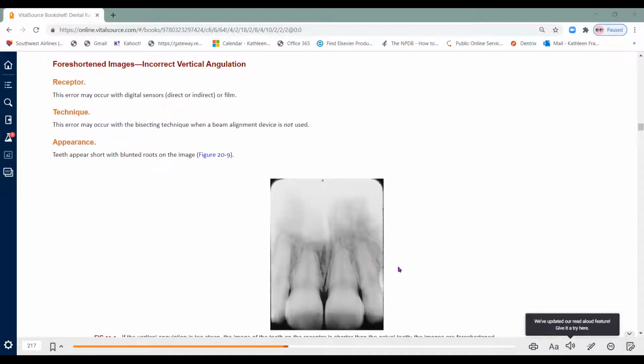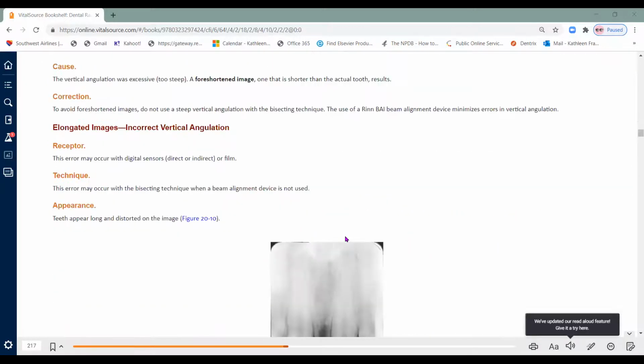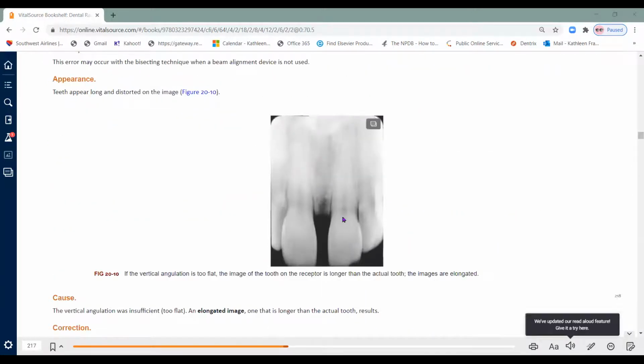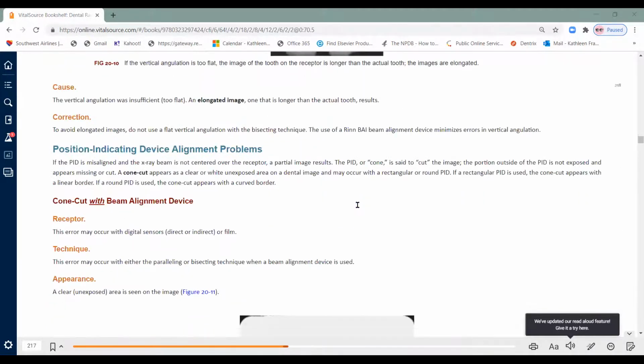This is a foreshortened image, right? You can see how short these teeth are because they had too much vertical angulation. These are elongated. Look how long and stretched out these are. So they shot it from down here, right? They were supposed to shoot it straight on. They came down here. They had too little angulation, and so it made these teeth look long and stretched out.